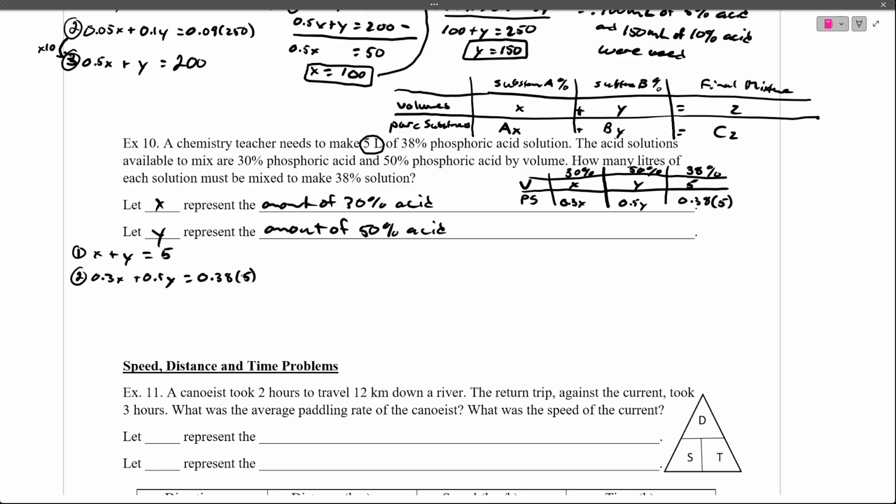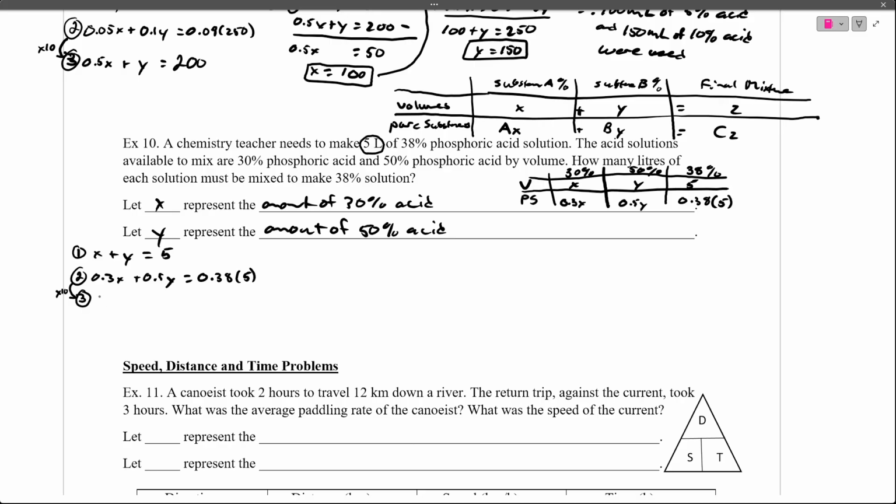Now we got to solve in the exact same way we did before. We got to find some way to get rid of something. Okay. Well, in this case, I am going to modify both equations, and we're going to get rid of x this time. So let's modify equation 2 first to make equation 3. And we are going to get rid of x. So we're going to make them both 3x. That's going to be our goal. So in order to get equation 2 to that point, we have to multiply equation 2 by 10.